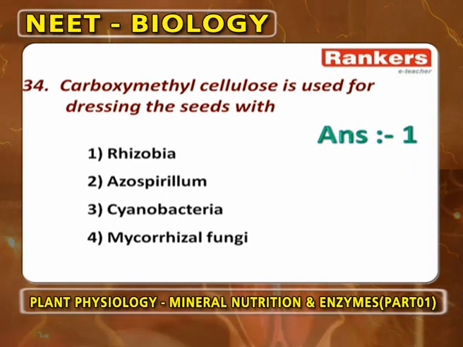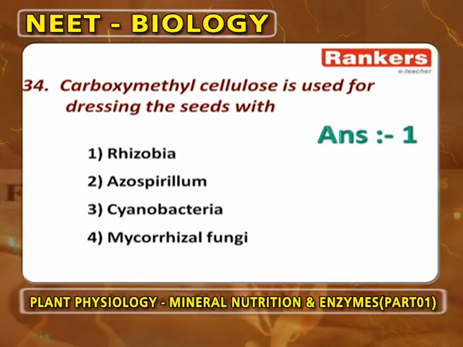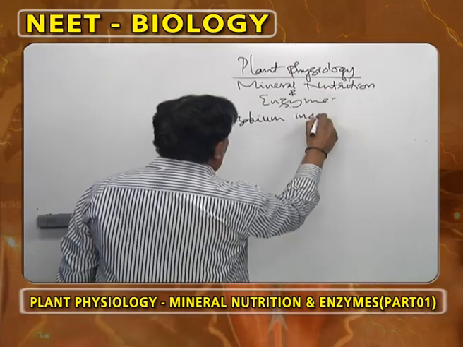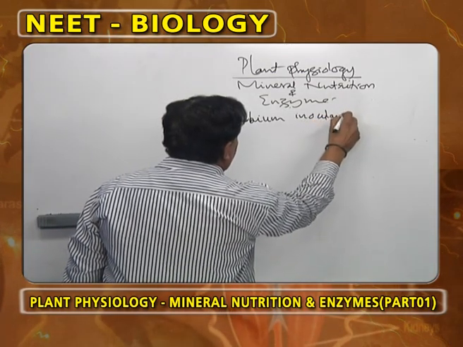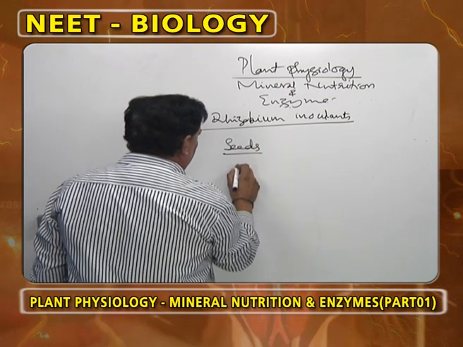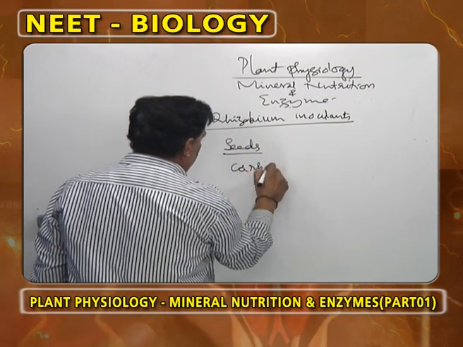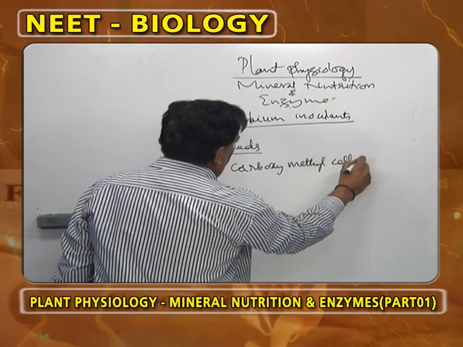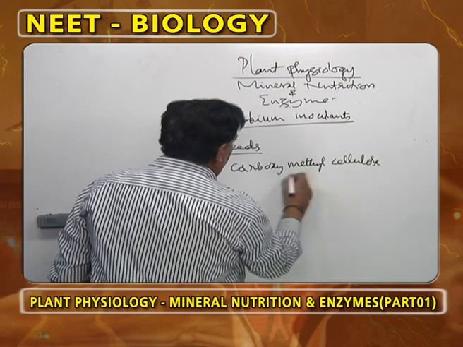Carboxymethyl cellulose is used for dressing seeds with rhizobium inoculants. Rhizobium inoculants are well-known biofertilizers in almost all developing countries. These rhizobium inoculants are added to the seed with the help of a special chemical called carboxymethyl cellulose or gums.